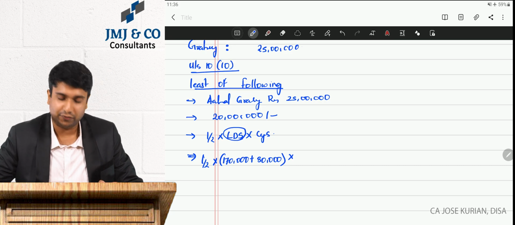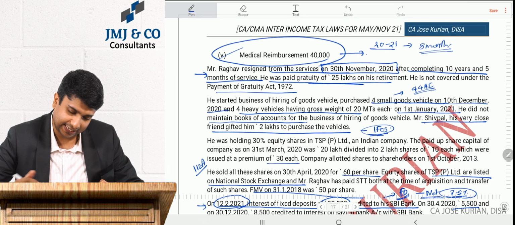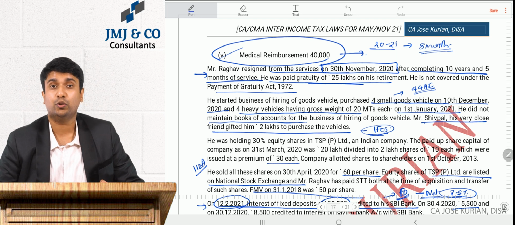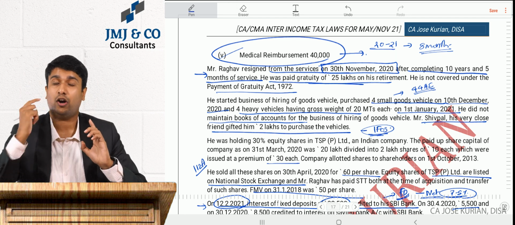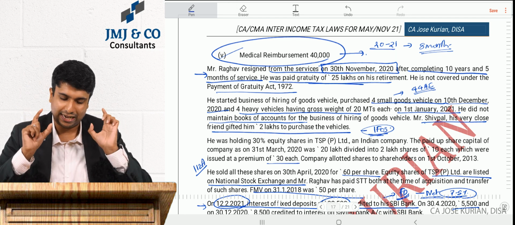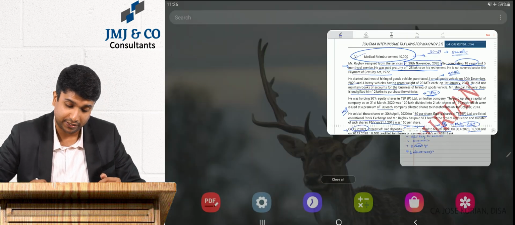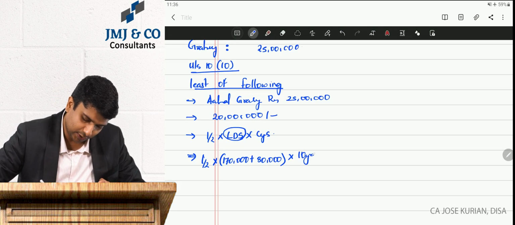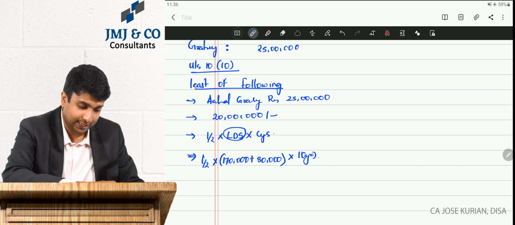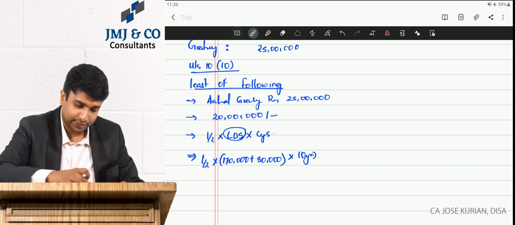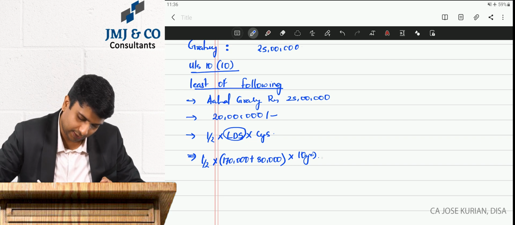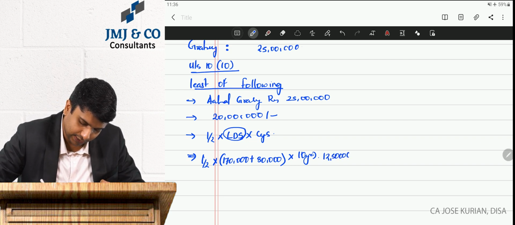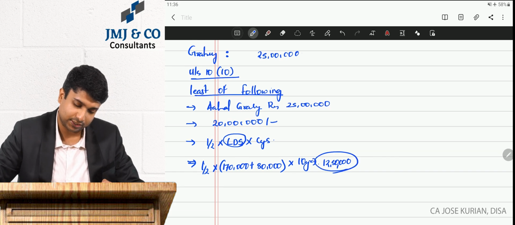Into what is the completed years of service? In the question, it is clear that he has 10 years and 5 months of service. You always ignore the fraction while computing the exemption under 10(10) if the employee is not covered under the Payment of Gratuity Act. So you take only 10 years as completed years of service. Let's compute it together: 1,70,000 plus 80,000 divided by 2, into 10 years, it will be 12,50,000, and that is the third limit. Whichever is lower. Friends, tell me which is the lower figure. 12,50,000 is the lower figure.